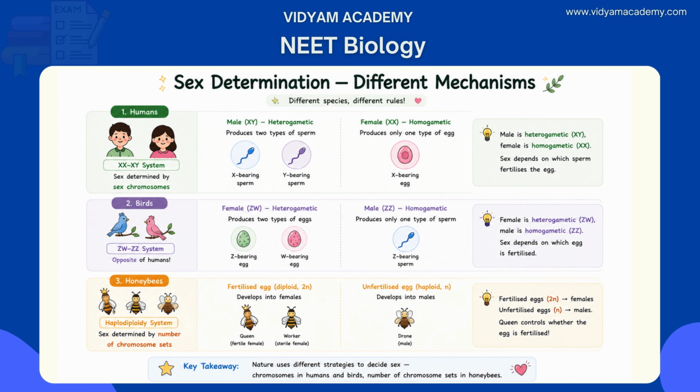Statement 3 is also correct because honeybees use haplodiploidy. The queen can control whether eggs are fertilized. Fertilized eggs are diploid, 2N, and develop into females, queens or workers depending on nutrition, while unfertilized eggs are haploid and develop into male drones by parthenogenesis. So all 3 represent distinct and valid sex determination mechanisms. That's why all 3 statements are correct.